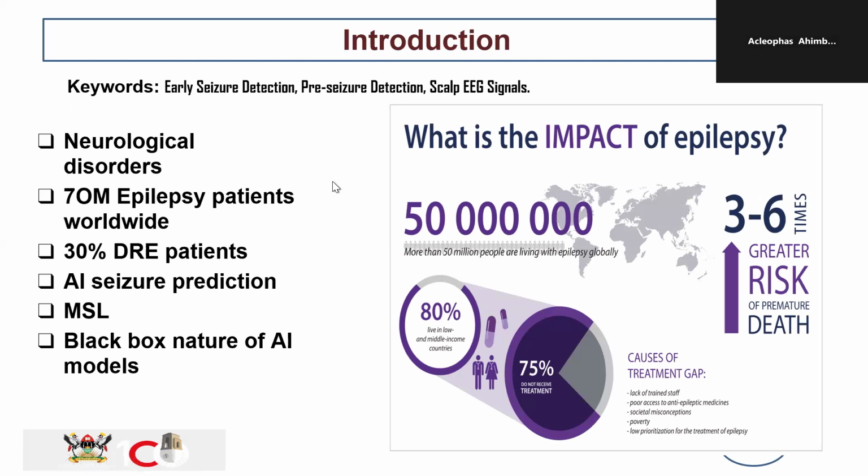To begin with, we talk about epilepsy as one of the most common neurological disorders, affecting over 70 million patients worldwide, and 30% of those patients are actually suffering from DRE, or drug-resistant epilepsy. In this study, we aim to implement an AI seizure prediction system, employing multi-strategy learning and giving explainability to AI models.